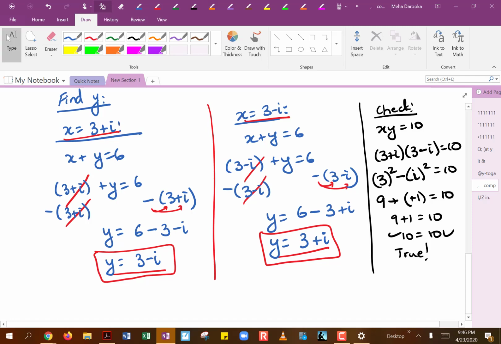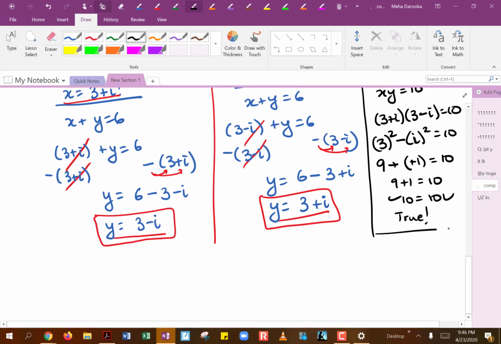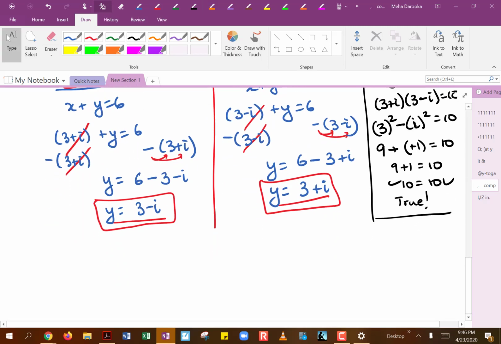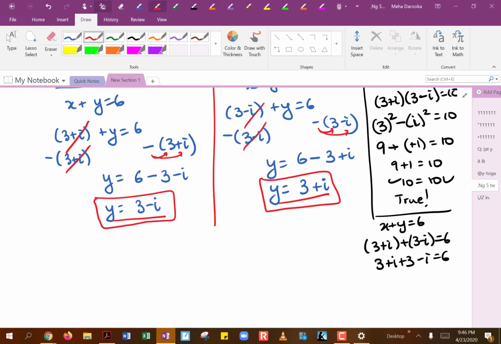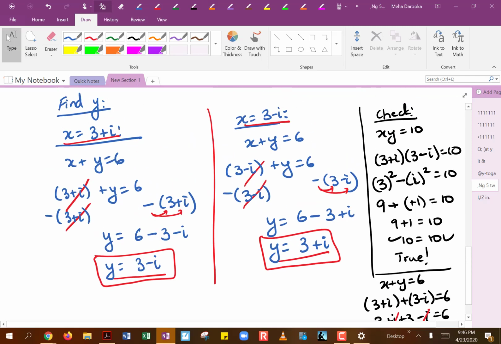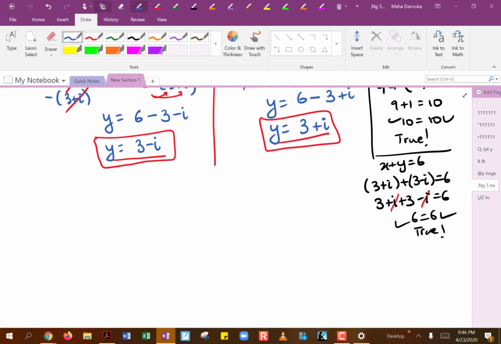And of course we know when we add these guys together, you will get 6. So again, just to show you quickly, 3 plus i added with 3 minus i, you get 3 plus i plus 3 minus i. So the plus i minus i cancel each other out, and 3 plus 3 will give you 6 equals 6. So again, you will have a true statement. So either way, they work out no matter what.